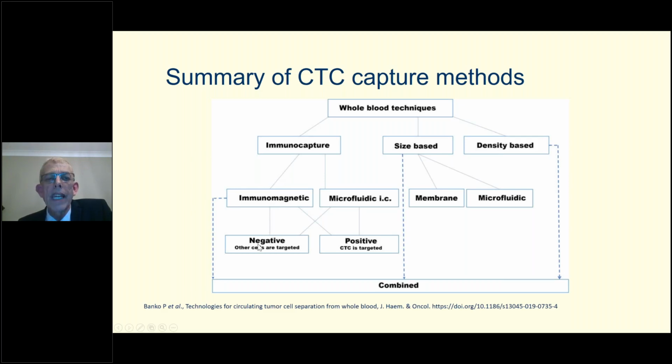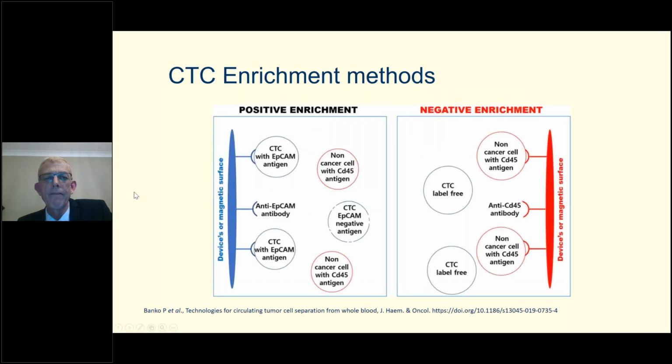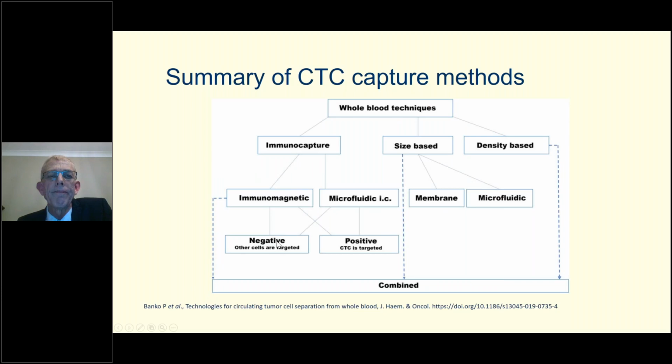And then we can select in a positive way markers that would bind to CTC cells and therefore pull CTC cells away from components of whole blood. Or we can go in the opposite direction, where we can target non-CTC cells, pull those away from our cancer CTC cells, and then be left with a population of cells that we want. So we can have immunomagnetic methods.